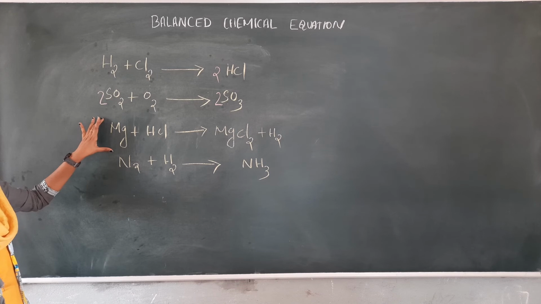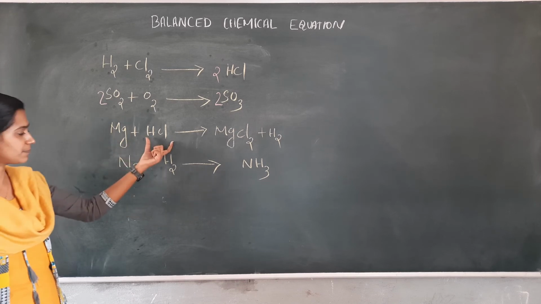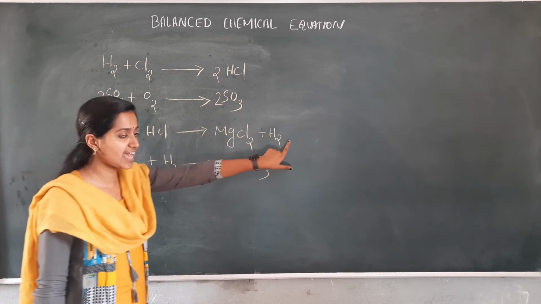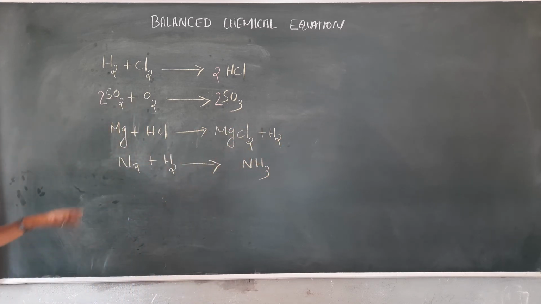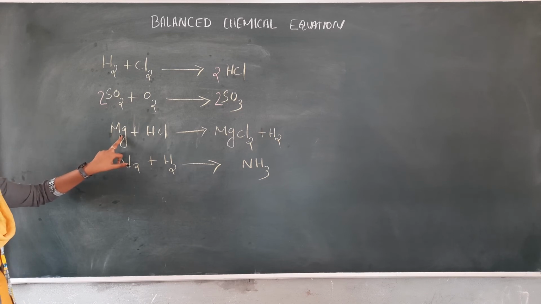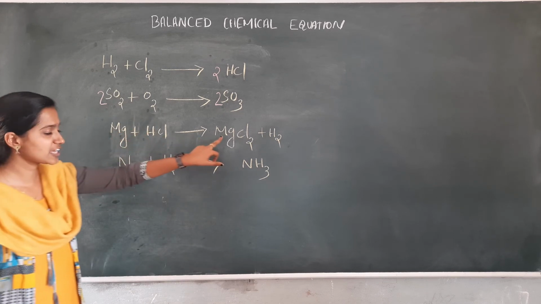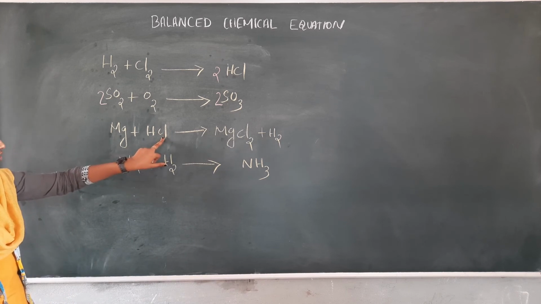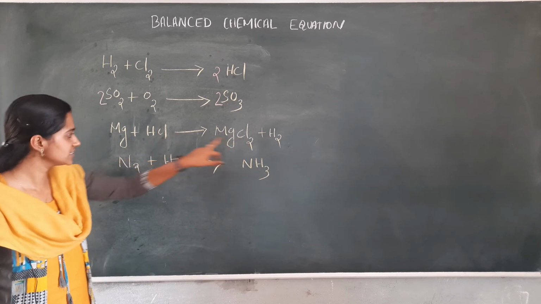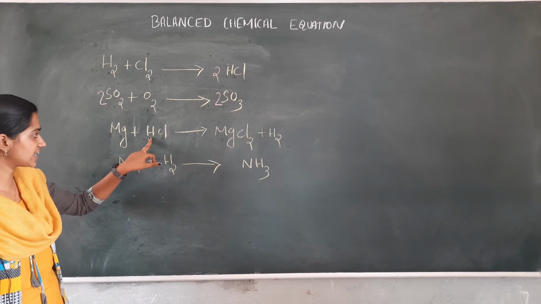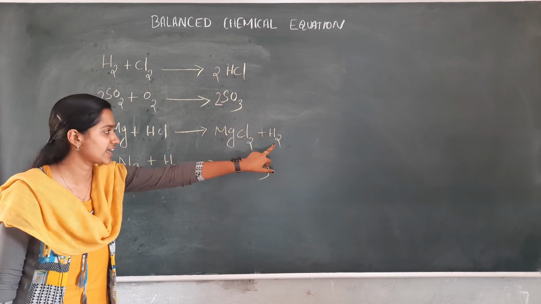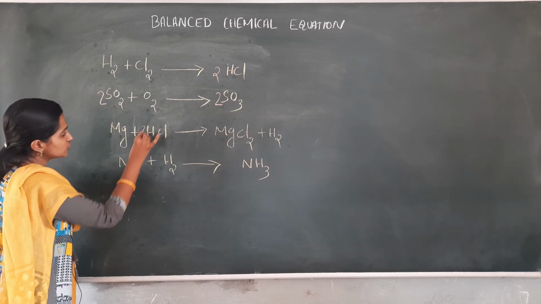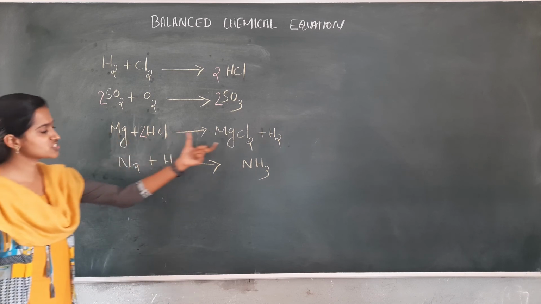Then the third equation, the reaction of magnesium plus hydrochloric acid to produce magnesium chloride and hydrogen gas. In this equation, here only one magnesium atom is present on the reactant side, here also one magnesium atom, but in the case of chlorine, here only one chlorine is present, here 2 chlorine are present. In the same way, in the case of hydrogen, only one hydrogen is present, here 2 hydrogen are present. So in order to balance this equation, we put the coefficient 2 here. So this equation is balanced.